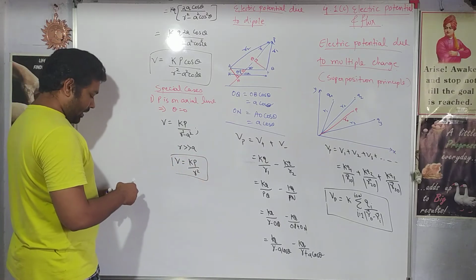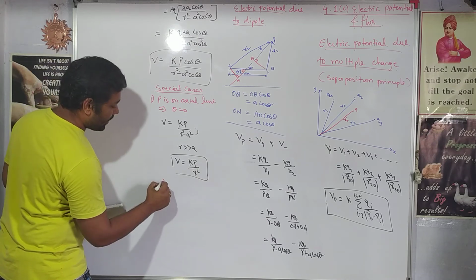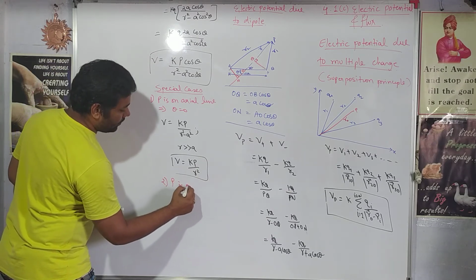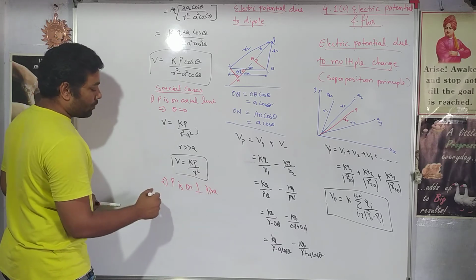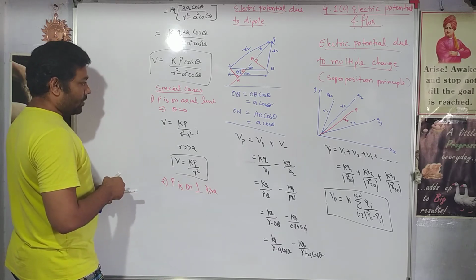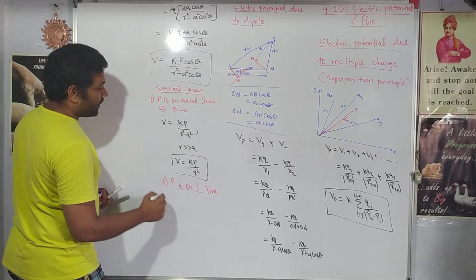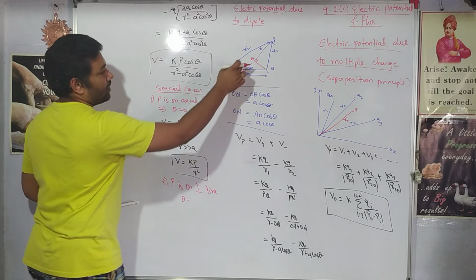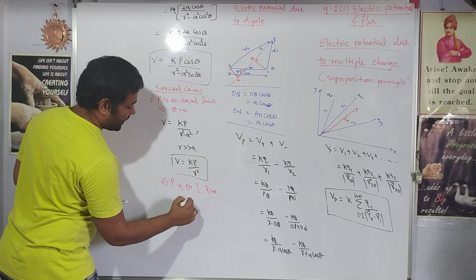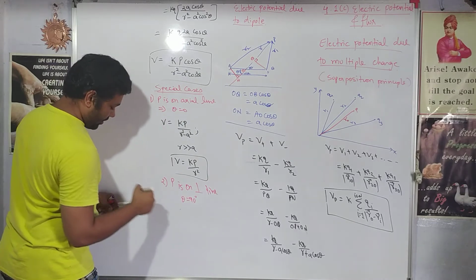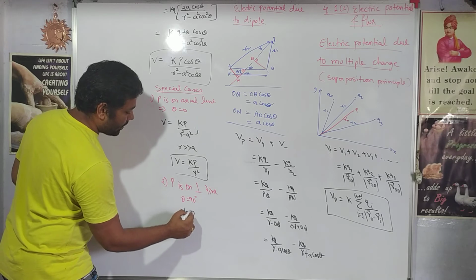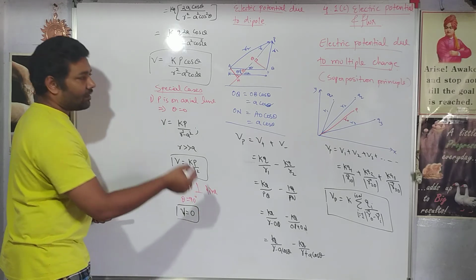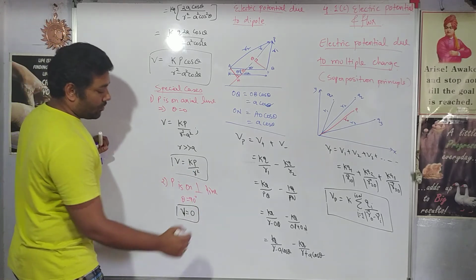Let us say the second special case, that P is on the perpendicular line, the equatorial position. At this position, what will be the value of theta? It is a straight line perpendicular, so theta will be exactly 90 degrees, and in that condition the potential I obtain is 0. That can obviously be understood, right?